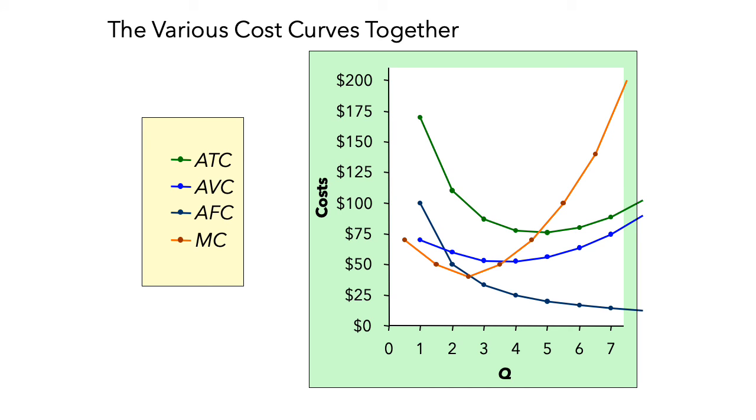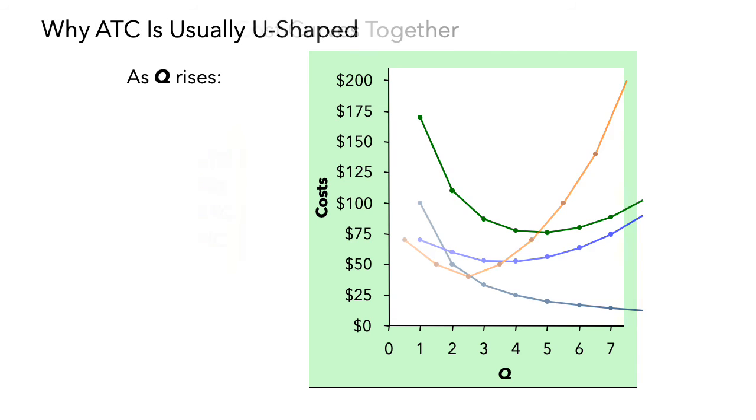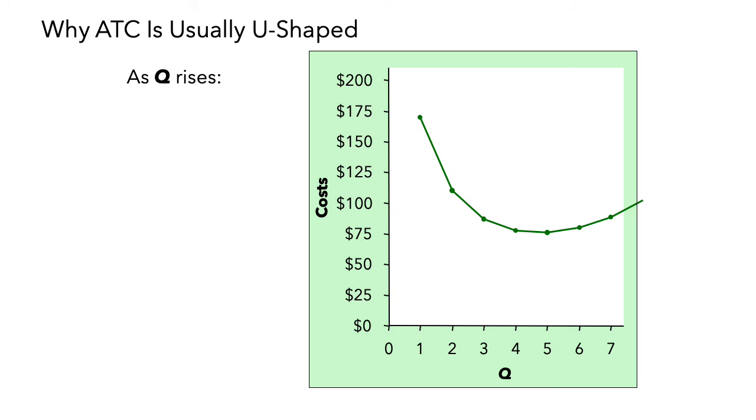And this is the marginal cost. Now the key things I want you to notice is that the marginal cost crosses the average total cost at its minimum, also crosses the average variable cost at its minimum as well. Why is ATC U-shaped?